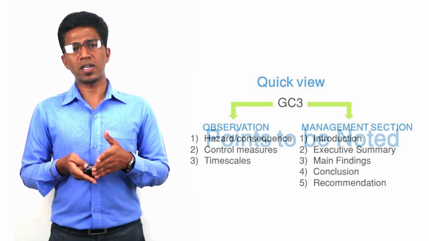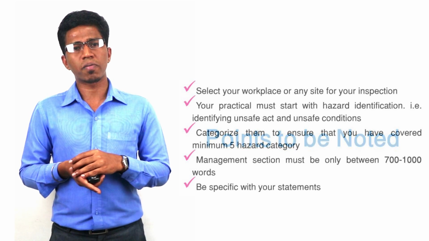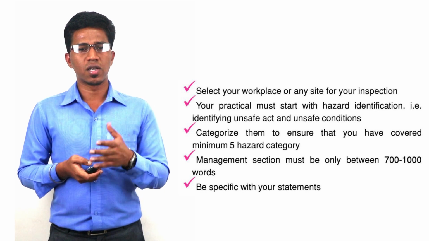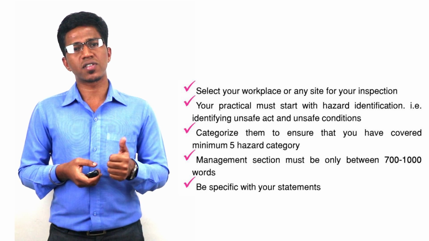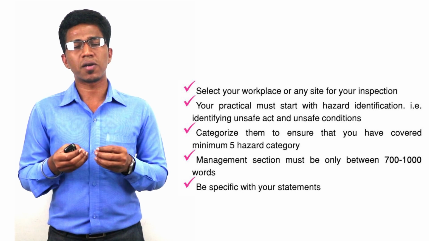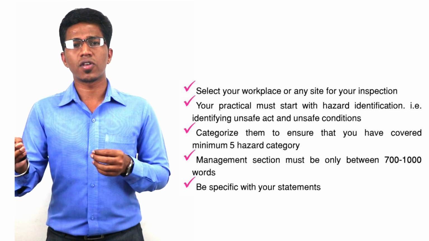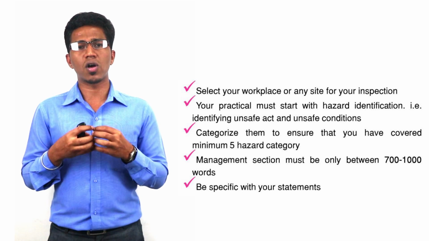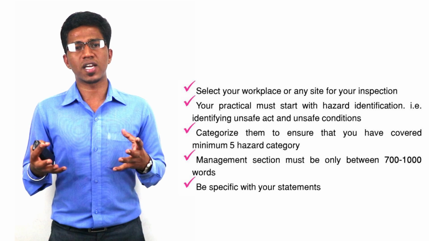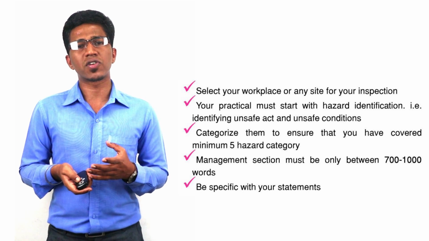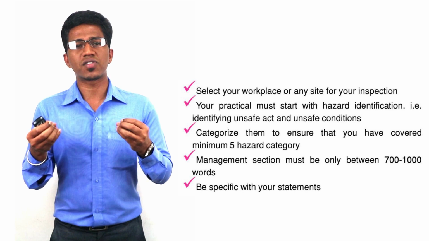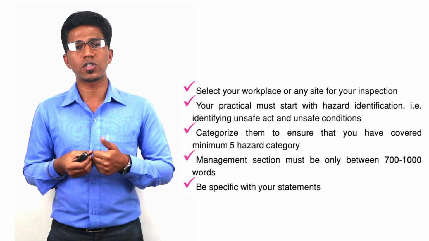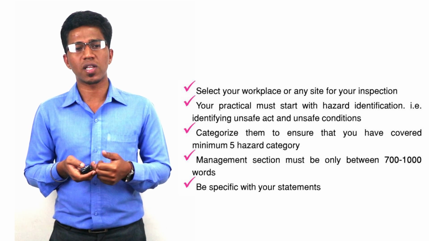What has to be kept in mind? Select an appropriate place for your inspection. It could be your own workplace or any other work site. Make sure hazard identification is the first thing that you start. Word limit is mandatory in terms of your management section. When it comes to management, word limits must be in place so that you do not exaggerate or elaborate your explanation. Then be specific in your statements. Never write general statements. Always be specific. When it comes to control measures or consequences, be specific in those explanations.